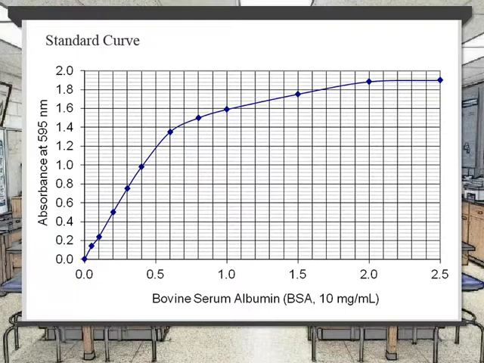This standard curve is useful because once we have the curve drawn, we can predict the concentration of protein in a solution based on the absorbance value that it produces. When we draw a standard curve for the Bradford assay, we always put the absorbance at 595 nanometers on the y-axis.